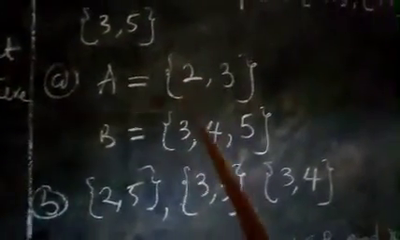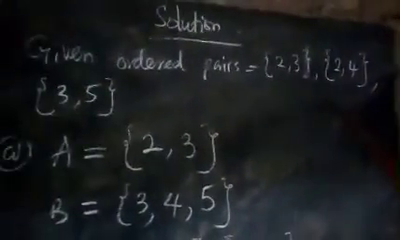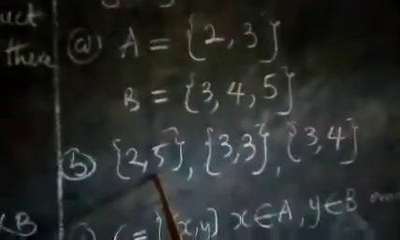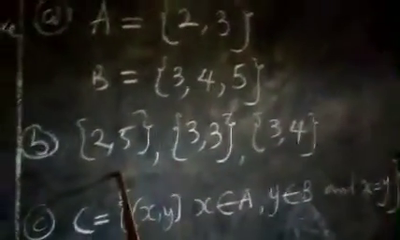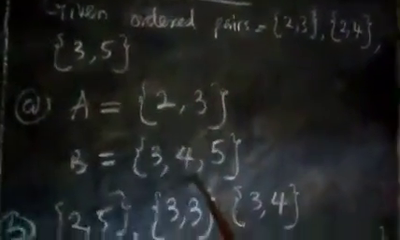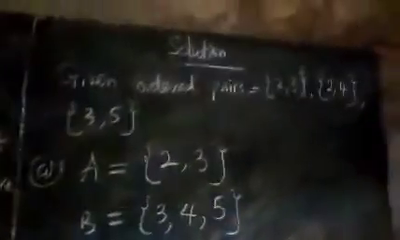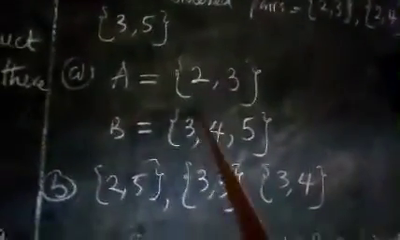It is (2, 3), (2, 4), (2, 5), then (3, 3), (3, 4), (3, 5). So we already have (2, 3) and (2, 4), so the remaining one is (2, 5). That is 1 of the Cartesian product elements that they were supposed to write. Then we have (3, 5) here, but there is no (3, 3) and no (3, 4). So we write (3, 3) and (3, 4). These are the 3 remaining elements, joining the 3 that were given, making 6. That is the Cartesian product of these 2 sets.